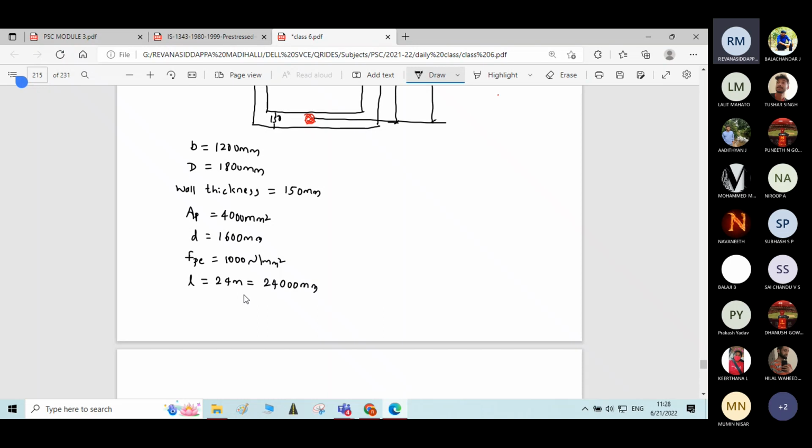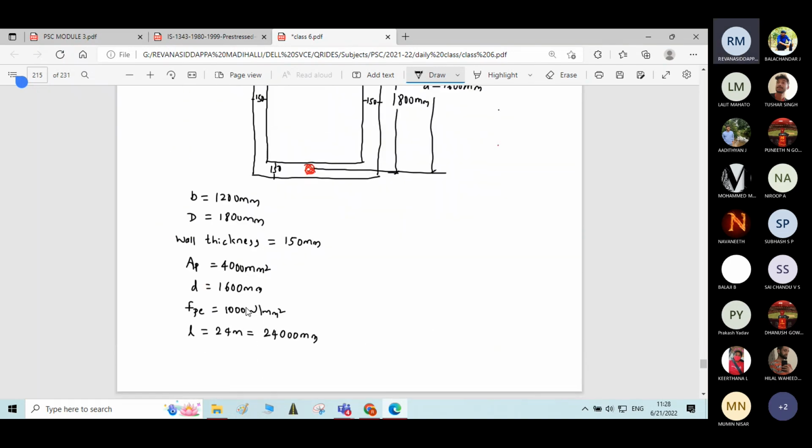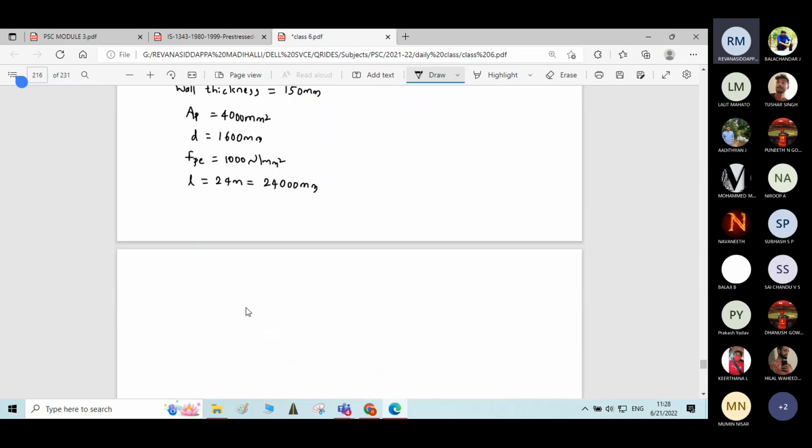Then FCK is given, FP is given. FCK is equal to how much? 40 Newton per mm square. And FP is equal to 1600 Newton per mm square. Okay.